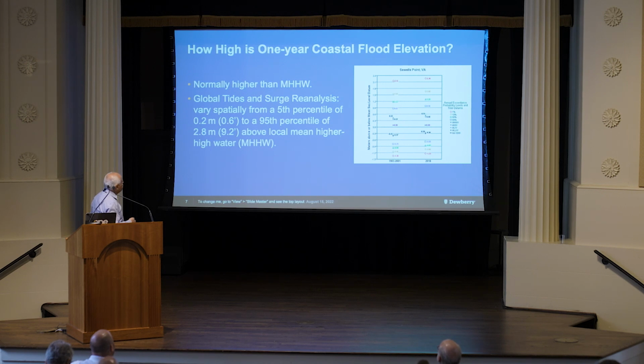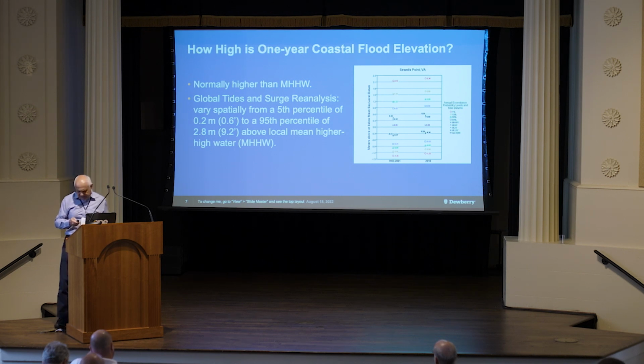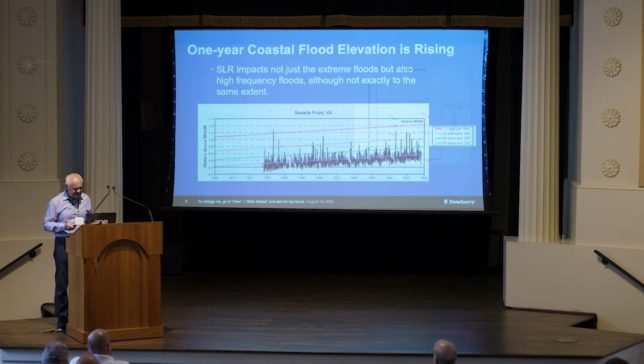So what is one-year coastal elevation? In many of these charts, you can see that the 1 year sits slightly above the mean high water. So many people understand mean high water, so they have to know that it's slightly above that. Now, previous studies, global tides and surge analysis, have found a very wide range of difference between 1 year coastal elevation and mean high water. They go as large as 9.2 feet, which I don't see that kind of difference in any of the NOAA stations for US.